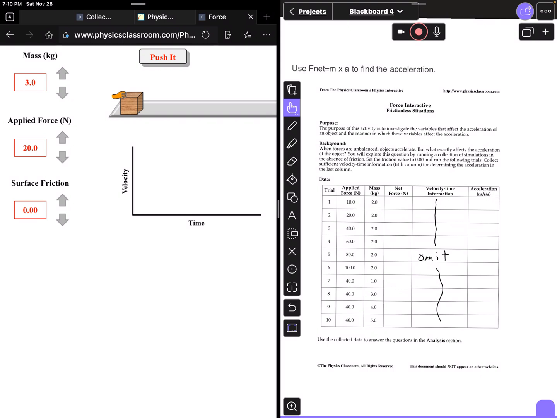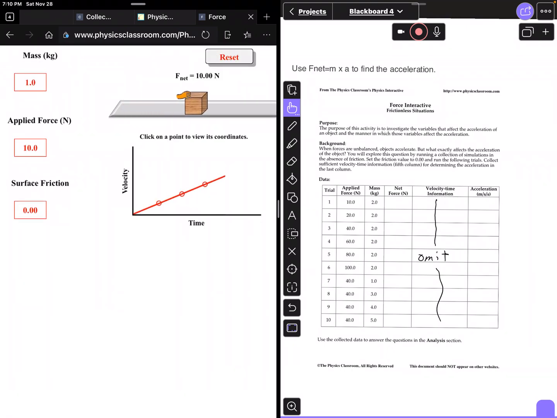For this first part of the simulation, you should have the handout. If you look on the right side of the screen, you can see what it looks like, and it's got 10 different trials. For the first one, it wants you to set the applied force at 10. Mass would be 2, you set it to that. Friction is going to be at 0 for every one of them on this first part. And then you would press push it.